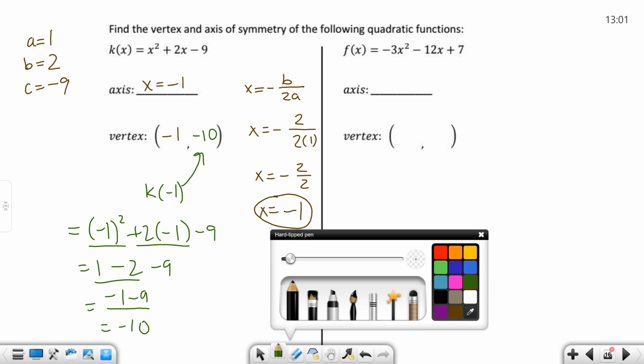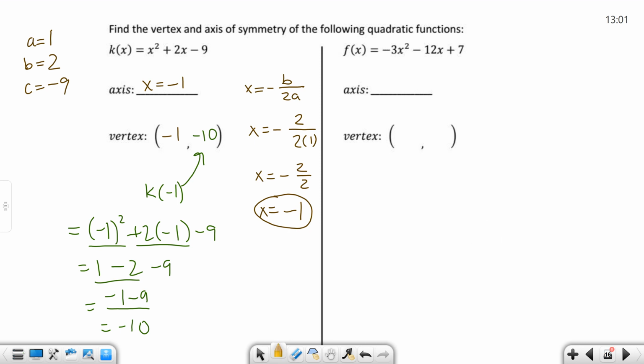So let's look at the next one here. We have the axis of symmetry. It's going to be x equals negative b over 2a. And I need to identify a, b, and c. A is negative 3 in this case, the thing times x squared, right? B is the thing times x, which is what? Negative 12. And then c is the thing by itself. It's just good old 7. All right? So then x equals negative, and b is negative 12 over 2 times a is negative 3.